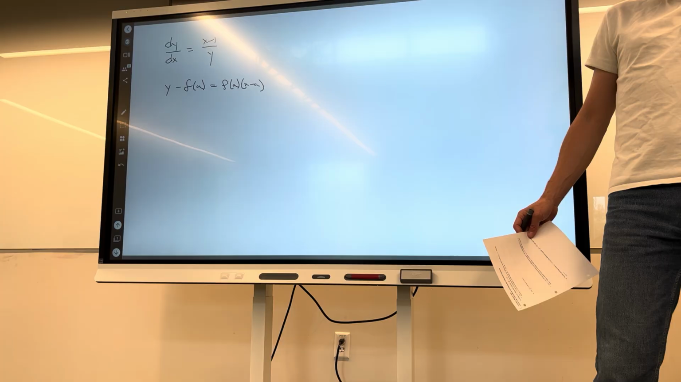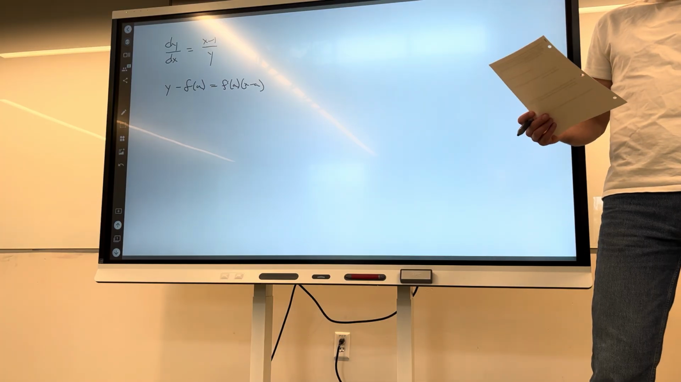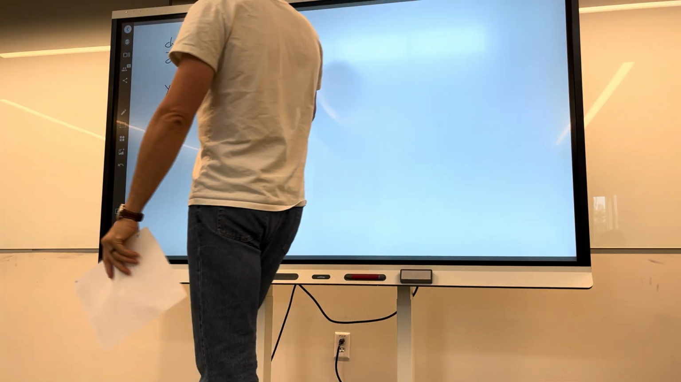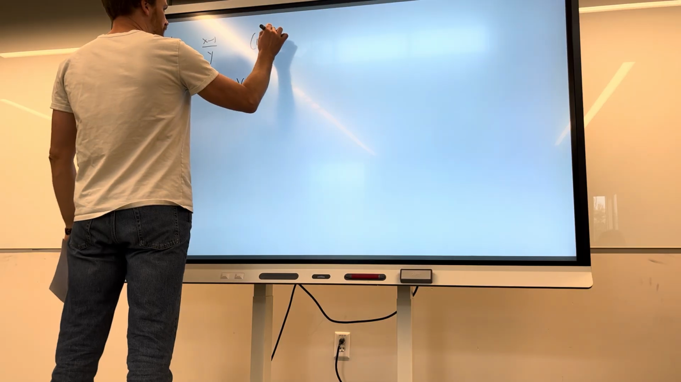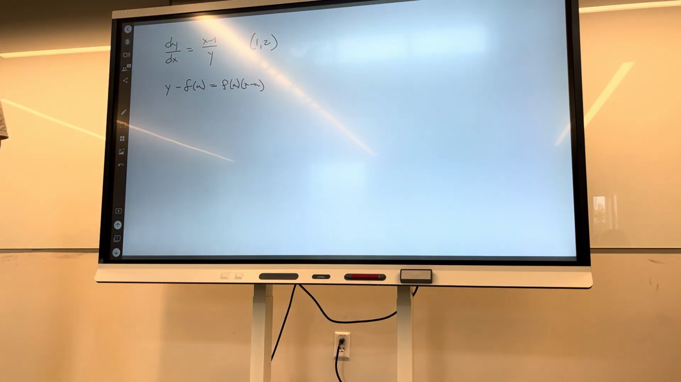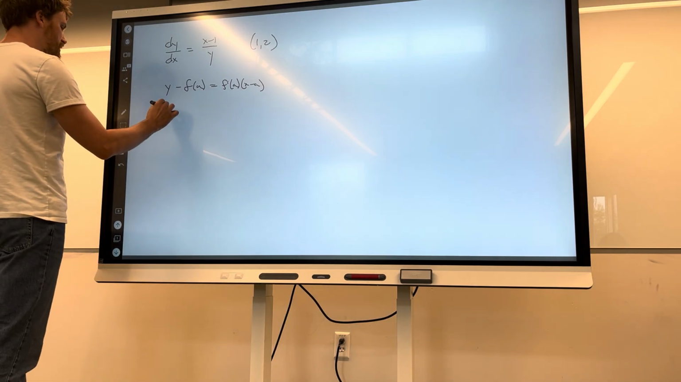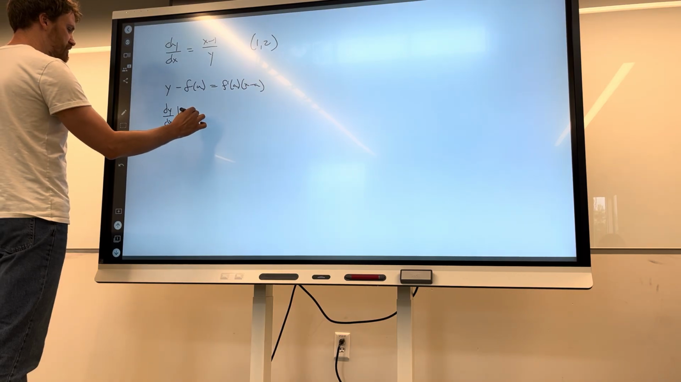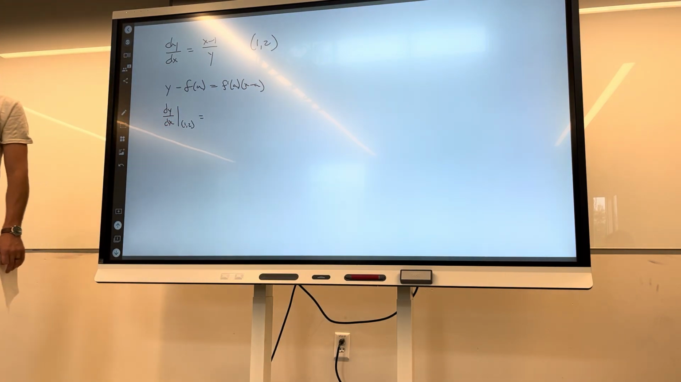So in any case, we want to write the tangent line. We need a point and we need a slope. They gave us a point, which was (1, 2). And we can find the slope by plugging (1, 2) into our differential equation, right? To find our slope, we can just do that: dy/dx evaluated at (1, 2). This is going to allow us to find our slope at (1, 2).